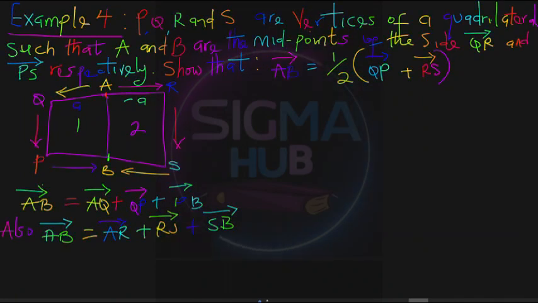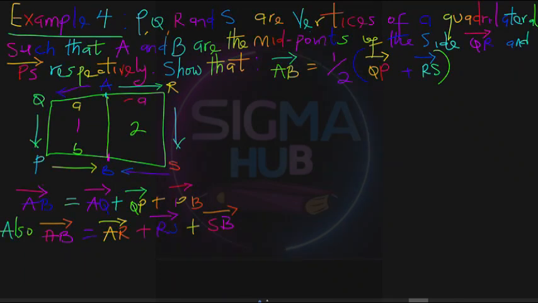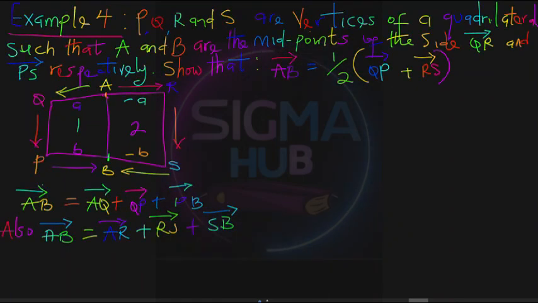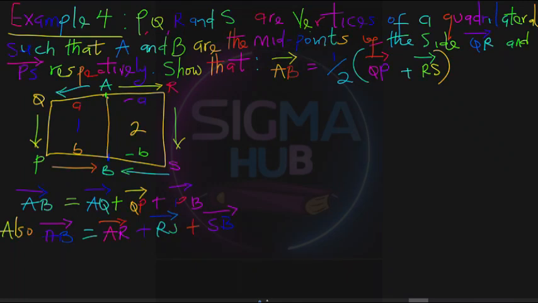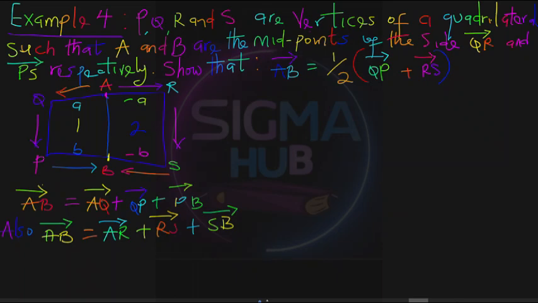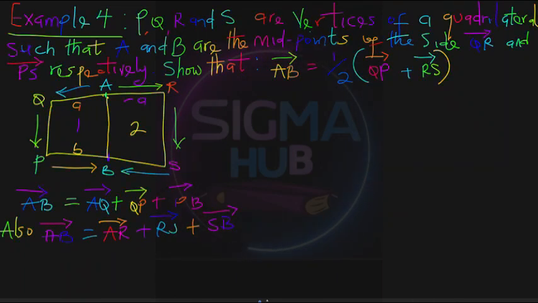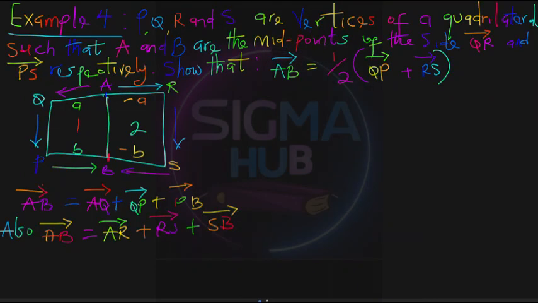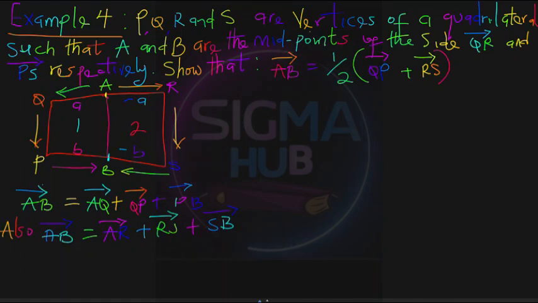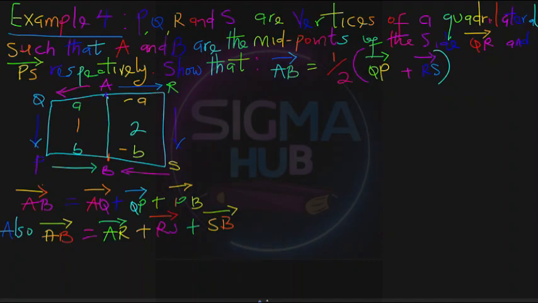So if we represent PB as B, then BS will automatically be minus B. Why? Because SB is going to be minus B, because that's the direction, S to B. You can look at the direction of my arrow. So if PB is B, then SB is definitely going to be negative B.